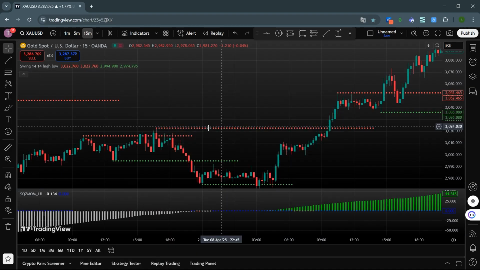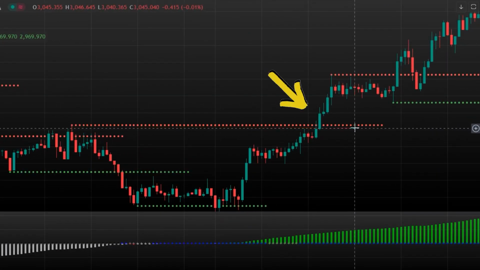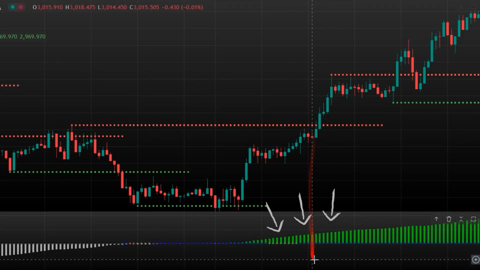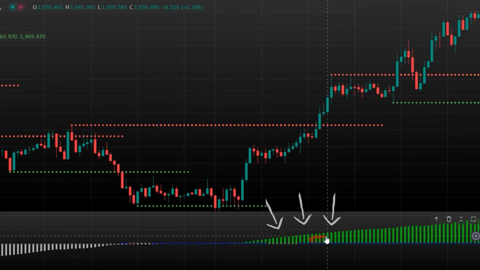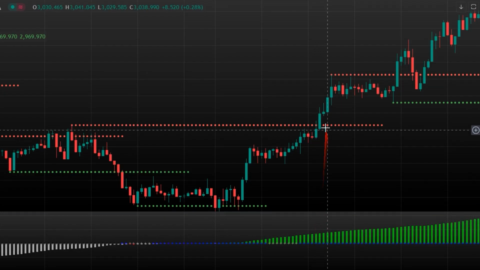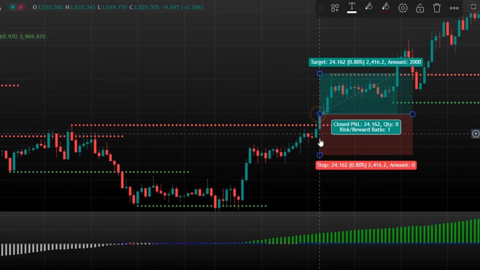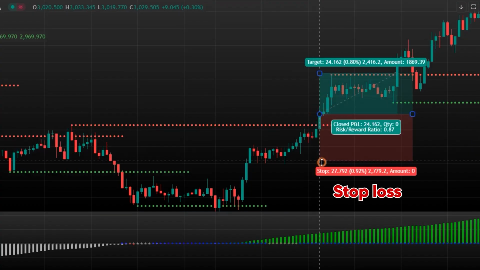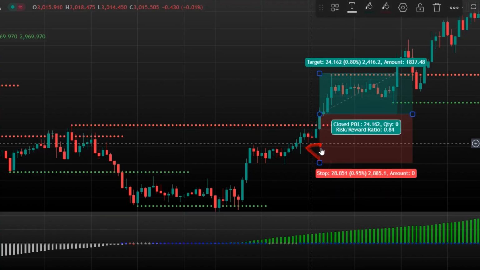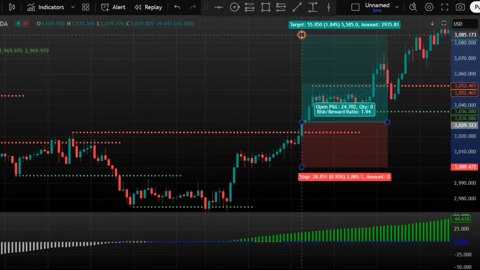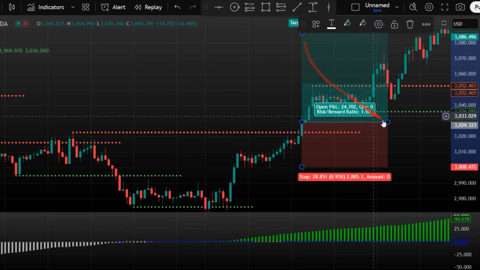Entry rules. Buy setup. Wait for price to break above a red resistance line. Confirm with green bars on the squeeze momentum indicator above the 0 line. Enter the trade at the close of the breakout candle. Place your stop loss just below the recent swing low. Set your take profit at 2 times the size of your stop loss. 1 to 2 risk to reward.